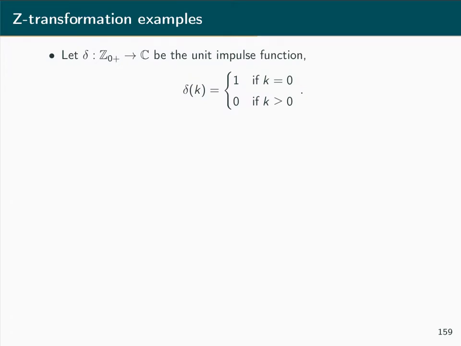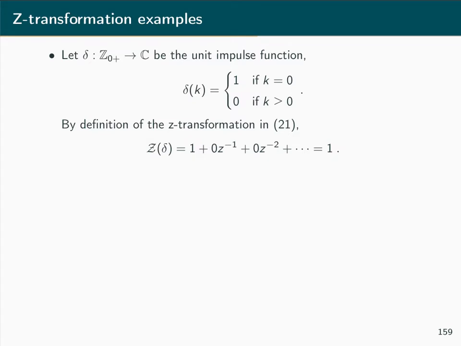Now let's look at some examples for the z-transformation. And the first example is for the unit impulse function delta, which is defined as delta of 0 is equal to 1 and delta of k is equal to 0 for all k greater than 0. By simply applying the definition of the z-transformation in equation 21, we get that the z-transform of the unit impulse function delta is given by 1 plus 0 times z to the minus 1 plus 0 times z to the minus 2 and so on. So this is simply 1.